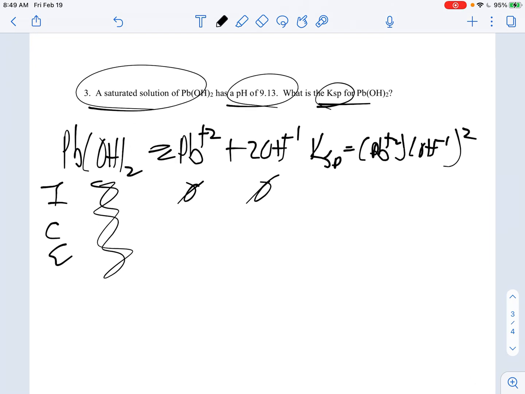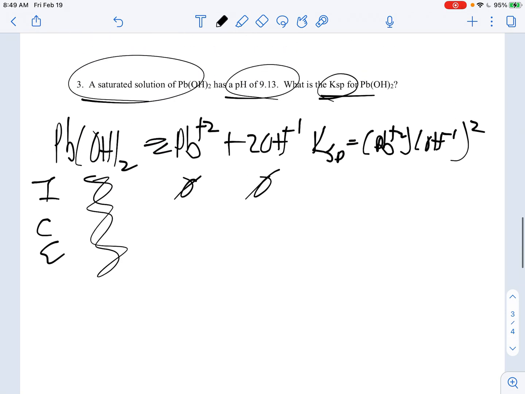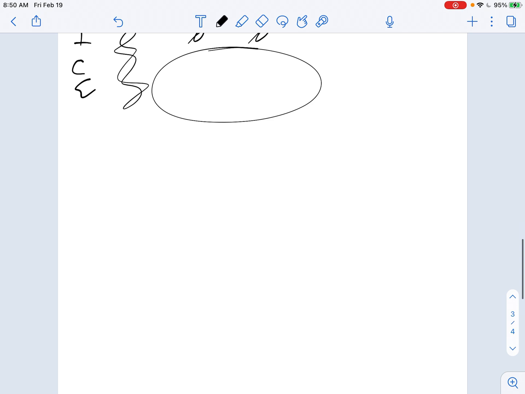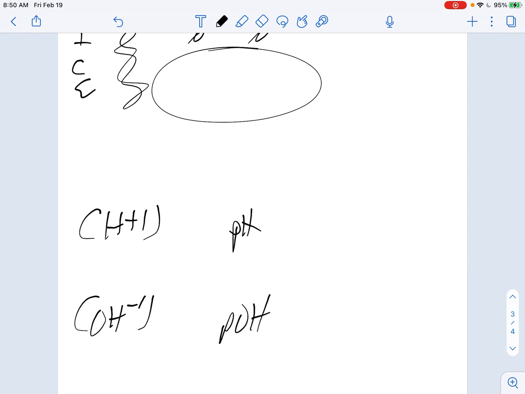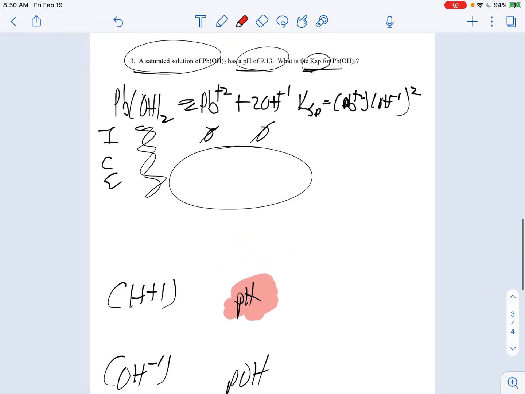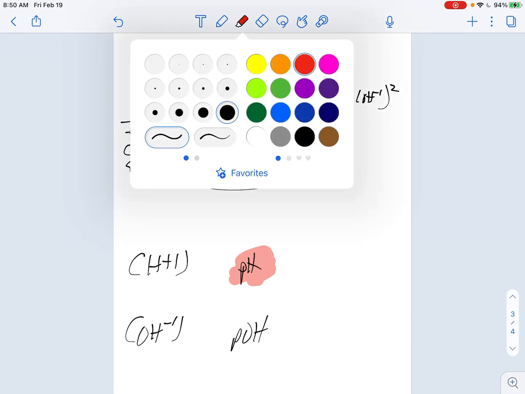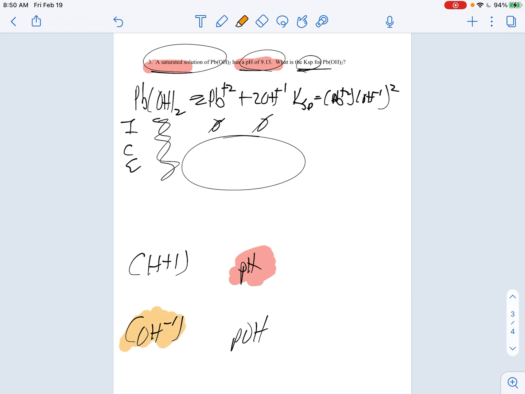So basically, in this problem, instead of starting here, we are going to start at our pH square, where I have H positive times OH negative and pH and pOH. They're starting me here because they gave me a pH of 9.13 in a saturated solution. And what I'm really interested in getting is this guy here, which I can then use to plug in here for my OH negative, all right?